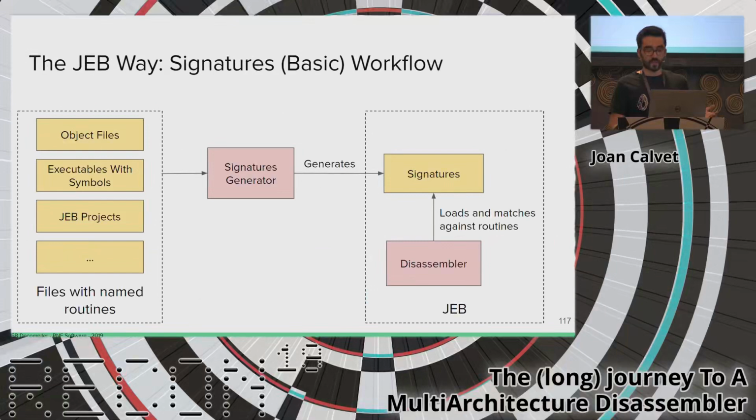We generate signatures to identify library routines. So we process in input files containing named routines, for example, object files provided with static libraries, but also executables with symbols, or even Jeb projects, that is, files already analyzed in Jeb. From that input, we generate signatures that will be used at runtime by the disassembler to identify routines.